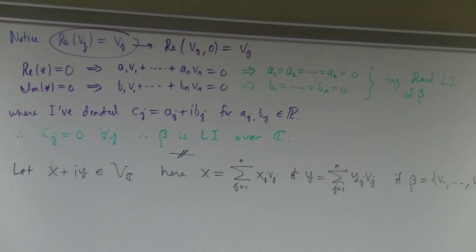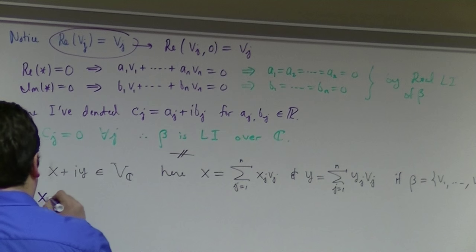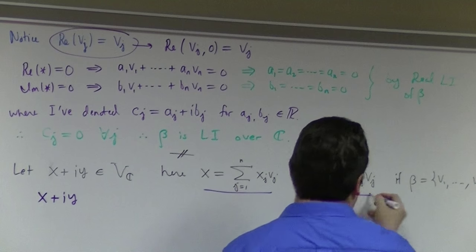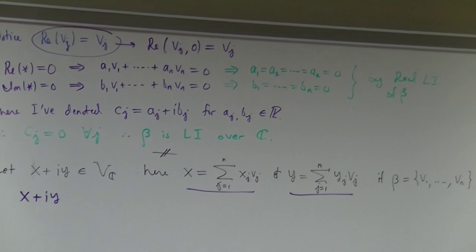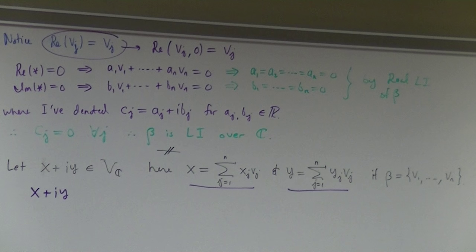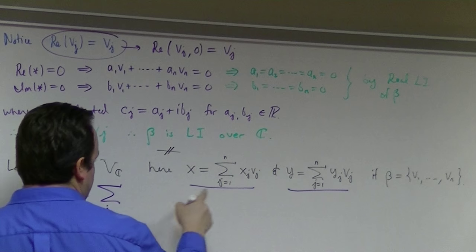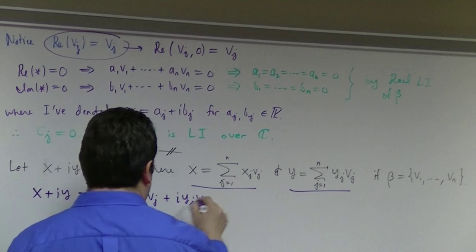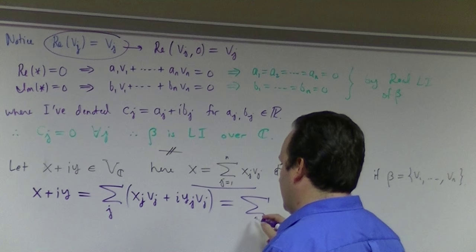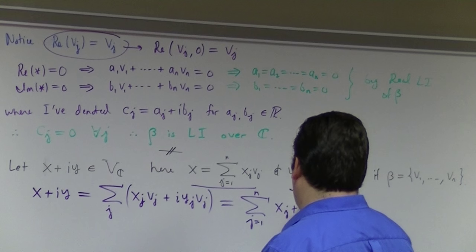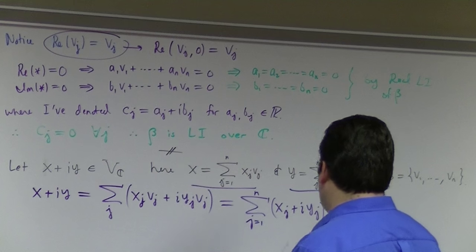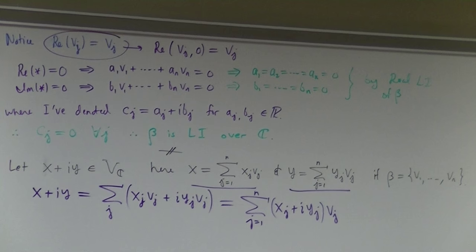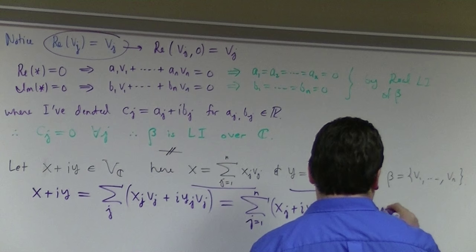So, check it out. X plus iy. I have this, and I have that, from the fact that beta is the basis over the reals. So just put both of those in there, factor out the sum, and you see what you have. I've got x_j b_j plus i y_j b_j. I can factor out the b_j, sum j equals 1 to n, of (x_j plus i y_j) times b_j. But that is a complex linear combination of the basis data. That is something that's in the span of beta over the complexes. This is an element of span_C beta.